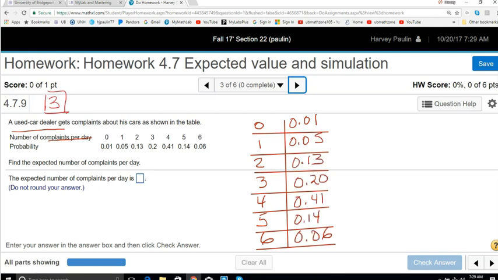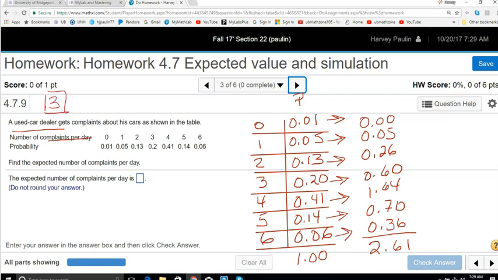Now, the next step in expected value is to multiply this column by this column and see what you get for each of these. And a question might be too, what would this column, which is probability, add up to? Well, this should add up to 100%. All right, let's go on.